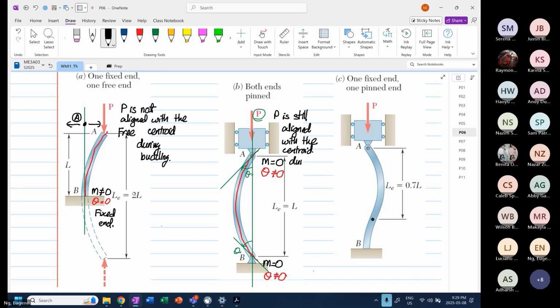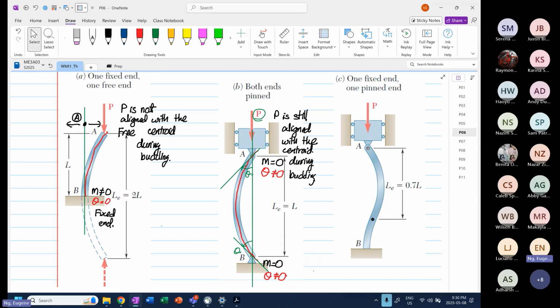During what? Buckling. Okay, so we just distinguish when it's free, right? Free, the P will shift away from the what? From the centroid. If it's pinned, P will still be aligned to the what? To the centroid. Okay. But when it's pinned, the moments are equal to 0, as you can see over there.